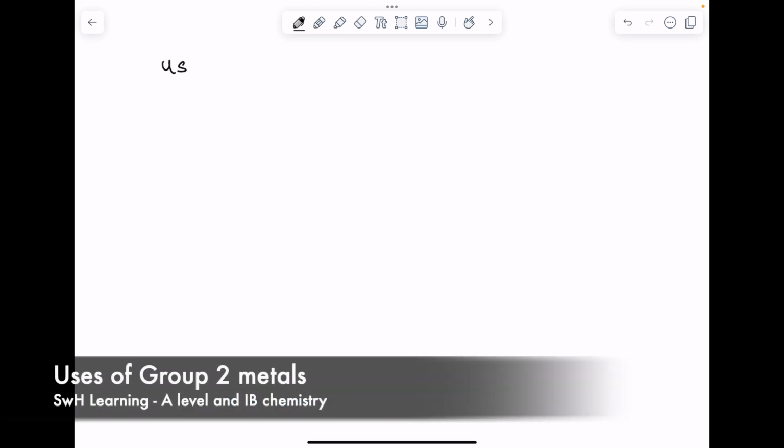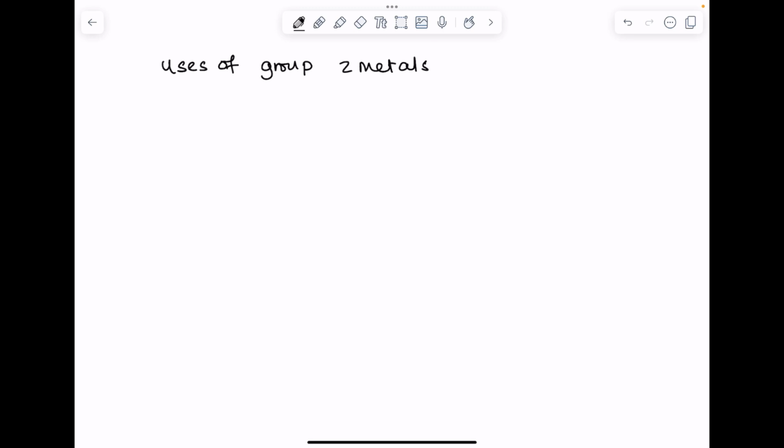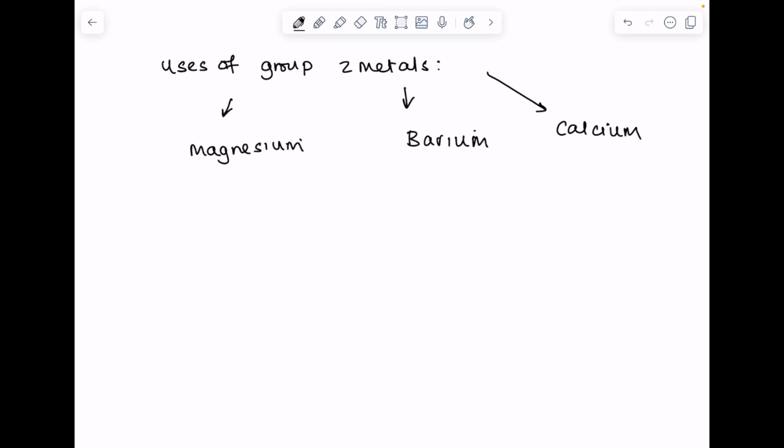Let's talk about the uses of group 2 metals. And the metals they're mostly interested in are magnesium, barium, and calcium. So when we look more closely at these, magnesium's role will be in the extraction of titanium and also in its role as an indigestion treatment or medicine.